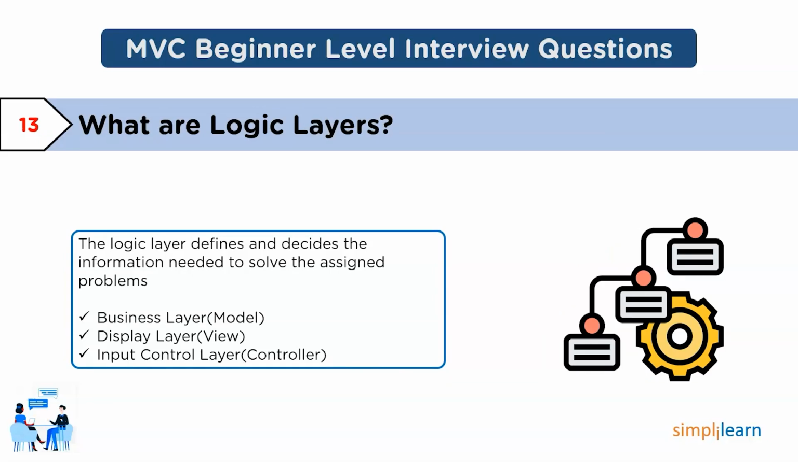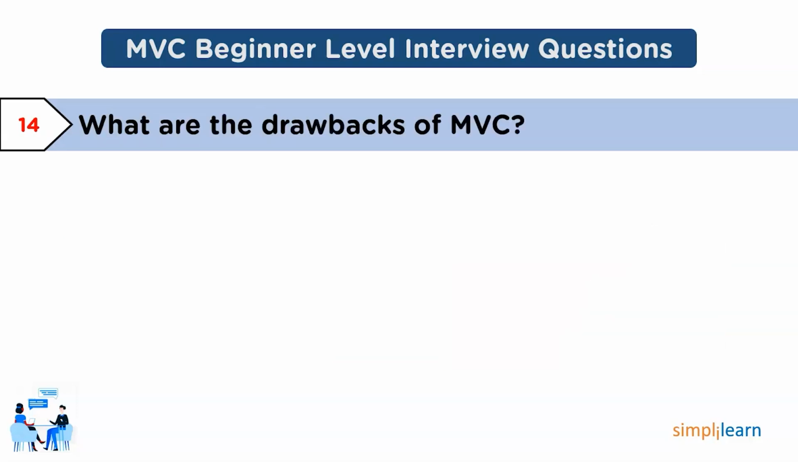What are logic layers? The logic layer defines and decides the information needed to solve the assigned problems. Logic layers in MVC are divided into three types: business layer, display layer, and input control layer.